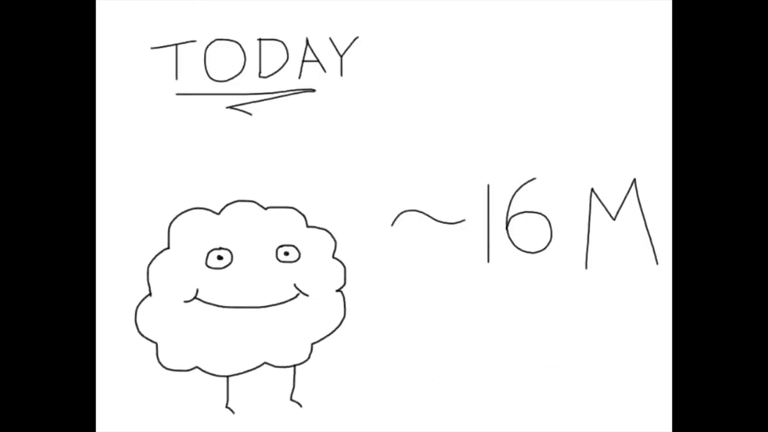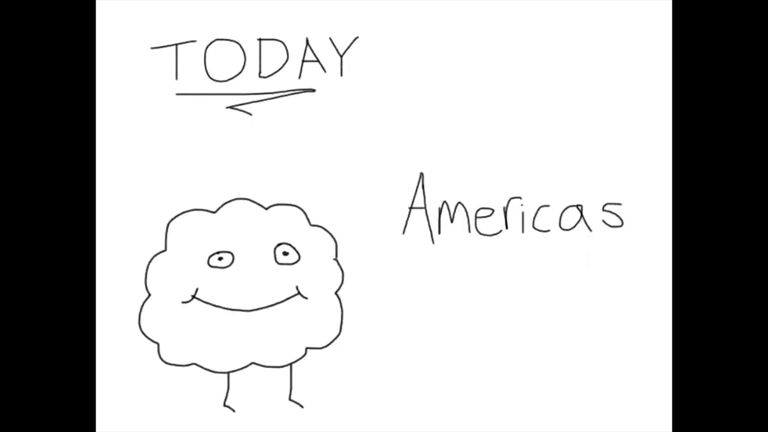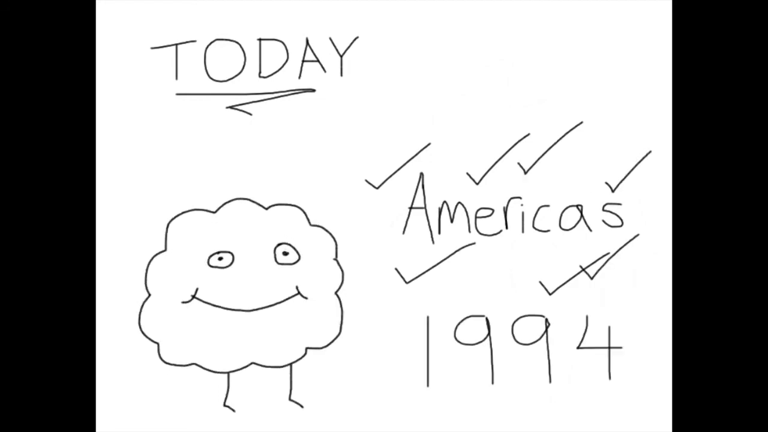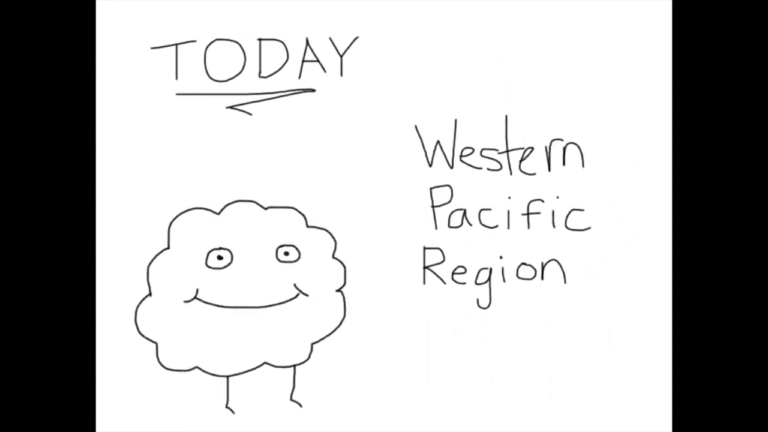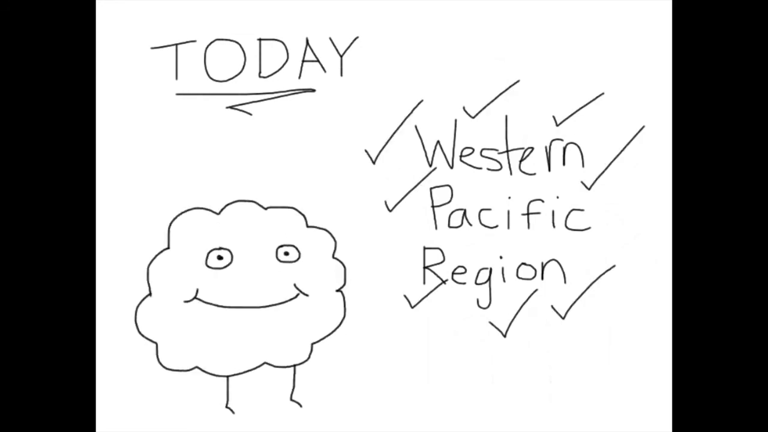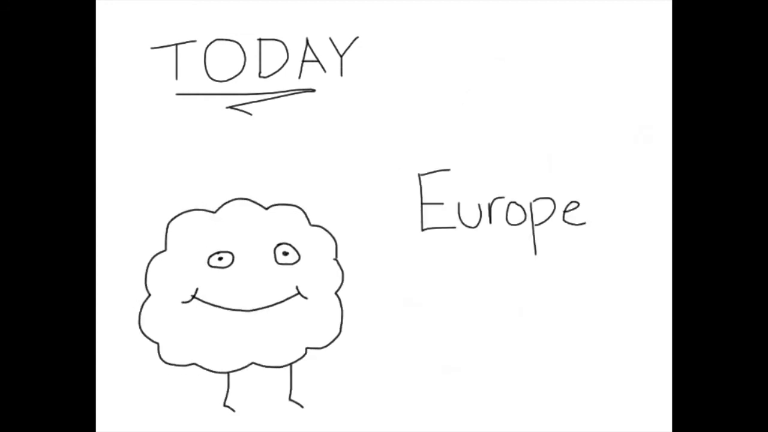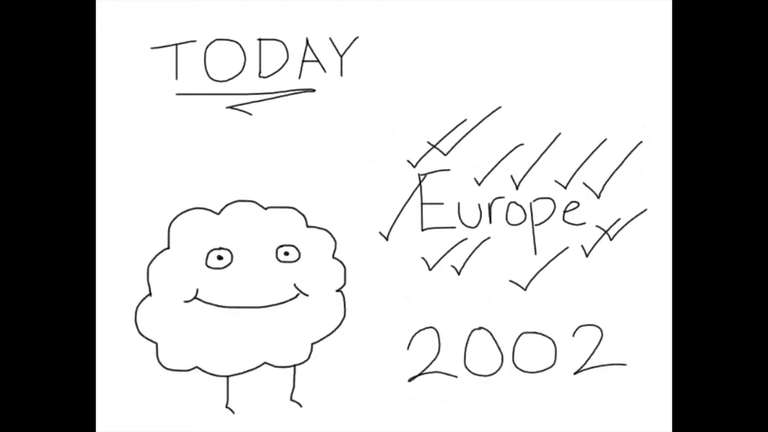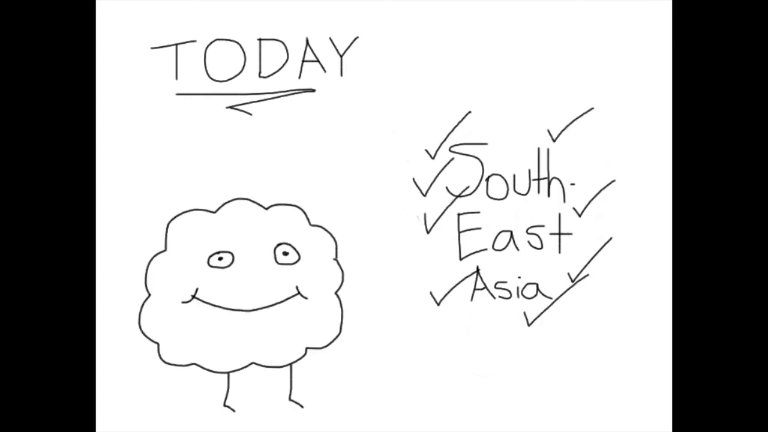So where are we today? The WHO estimates that 16 million people have been saved from paralysis. The Americas were classified as polio-free in 1994. The Western Pacific region, which includes Australia, West Asia, and the Pacific Islands, was classified as polio-free in 2000. The European region was classified polio-free in 2002, with India in 2011 and Southeast Asia in 2014.